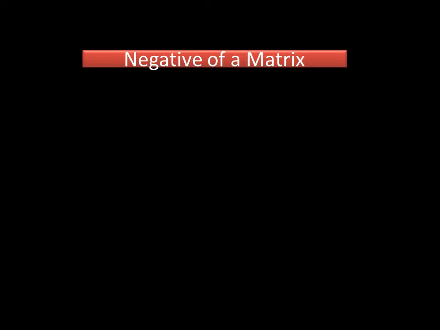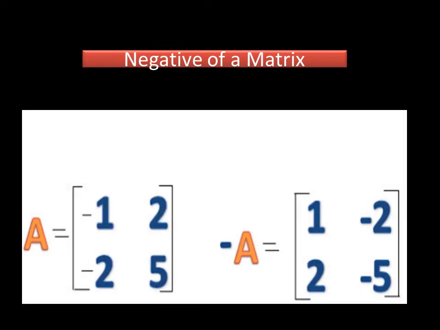Now we will discuss how to take the negative of a matrix. When we take the negative of a matrix, the sign of all the entries in the required matrix are changed. For example, we have a matrix A which has 4 elements, which are -1, 2, -2 and 5. When we take the negative of A, it will give us -A, and the sign of all the entries are changed in this matrix, which are 1, -2, 2 and -5.